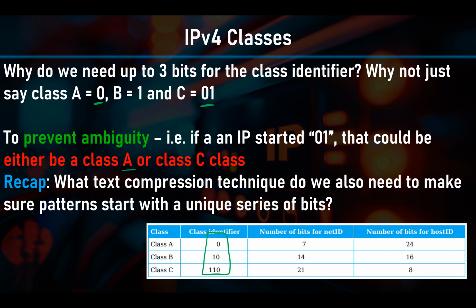So let's also have a recap question, and this is kind of completely unrelated to networking, really. This is going to be Unit 1. But what text compression technique do we also need to make sure that patterns start with a unique series of bits? So again, you can pause if you want.